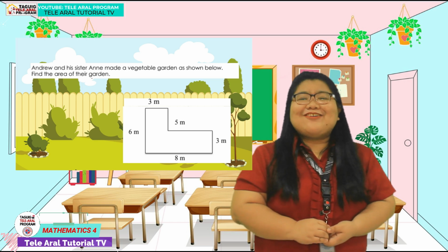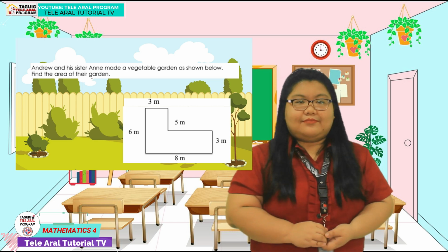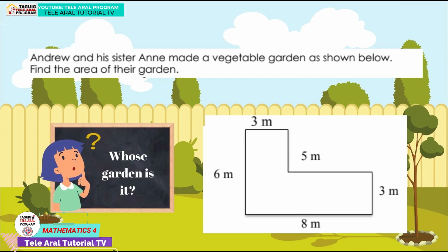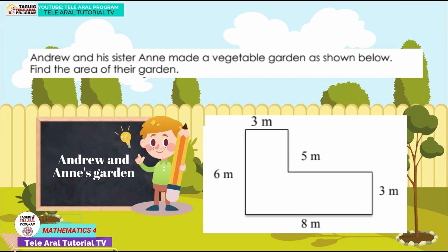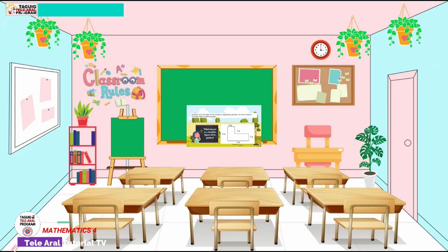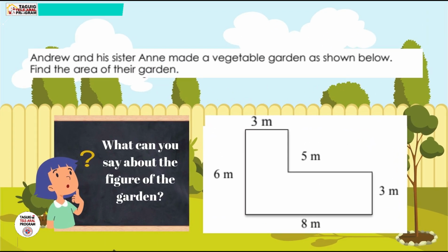First, let's try to analyze the problem. Whose garden is it? Correct! It is Andrew and Anne's garden. What can you say about the figure of the garden? Is it a square? Is it a rectangle? I wonder what kind of figure it is. Aha! It's what we call an irregular figure. The garden has an irregular figure.